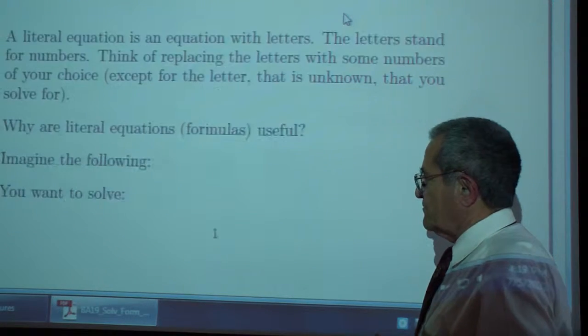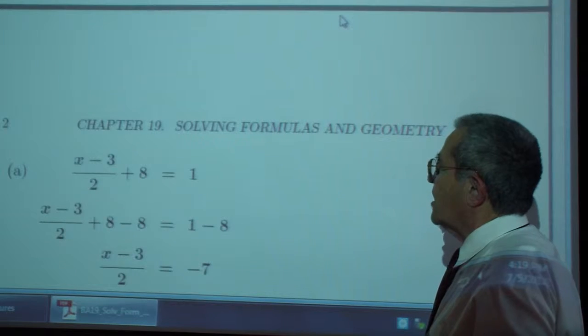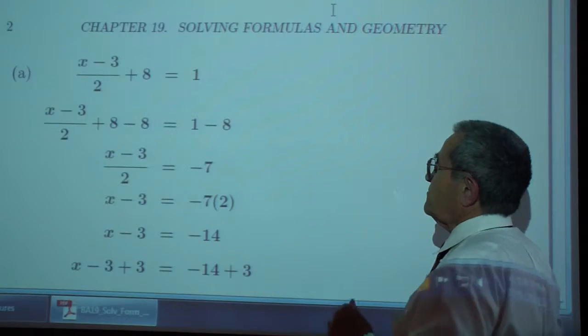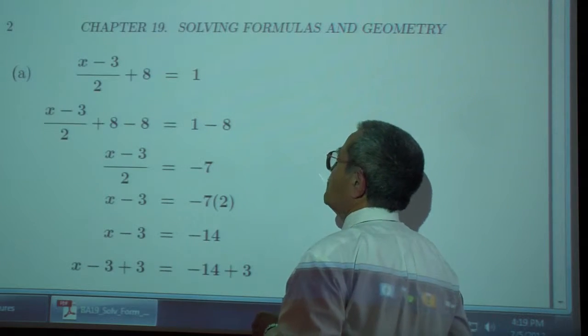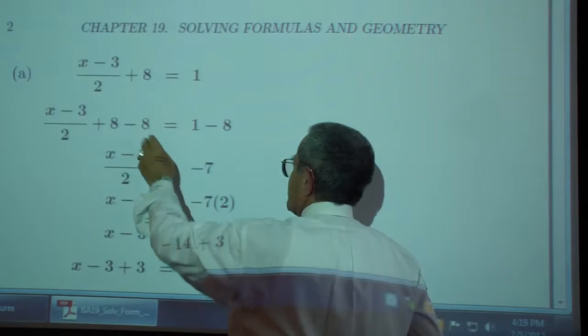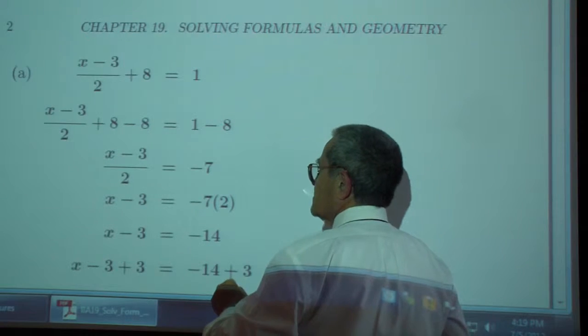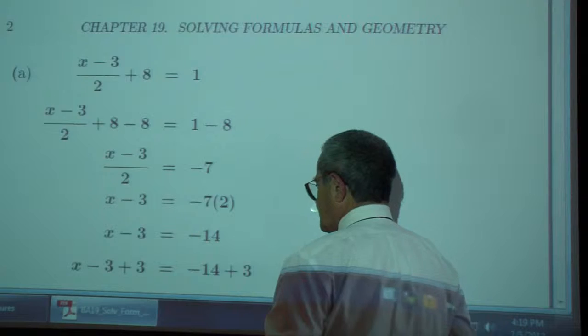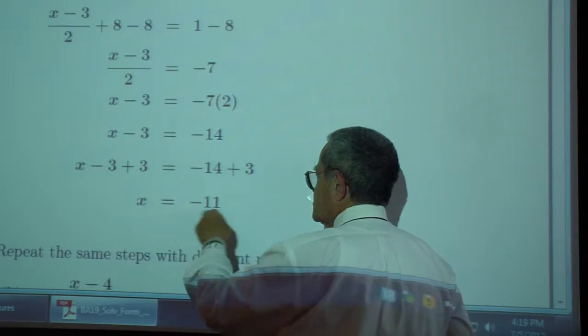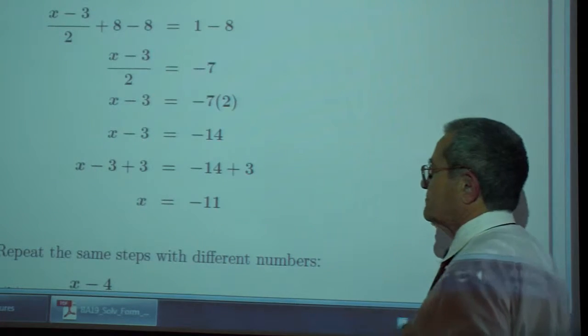Imagine the following. You want to solve (x minus 3) over 2 plus 8, which is equal to 1. You subtract 8 from both sides. You multiply both sides by 2. You add 3 to both sides, and you do the addition, so x is negative 11.